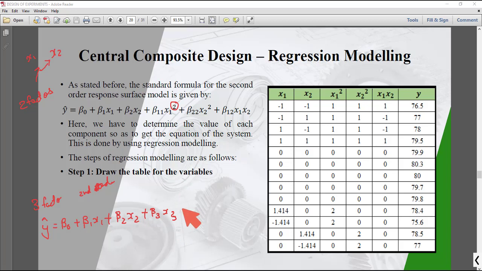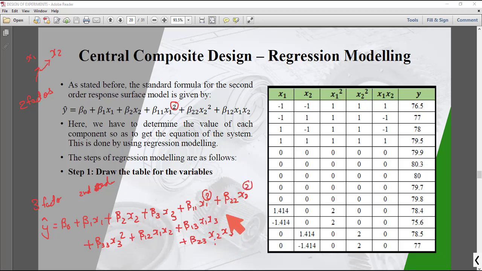Now if you want to make a second order model for a three factor system, what you will do? Beta 11 x1 square plus beta 22 x2 square plus beta 33 x3 square plus beta 12 x1 x2 plus beta 13 x1 x3 plus beta 23 x2 x3. See here, nowhere is the power more than 2. The maximum power is only 2, right? x2 into x3, 1 into 1, 2, right? But the number of factors is 3, right?